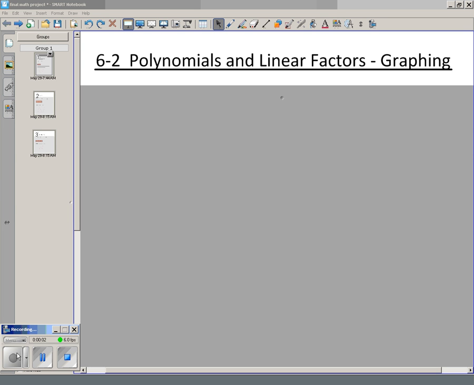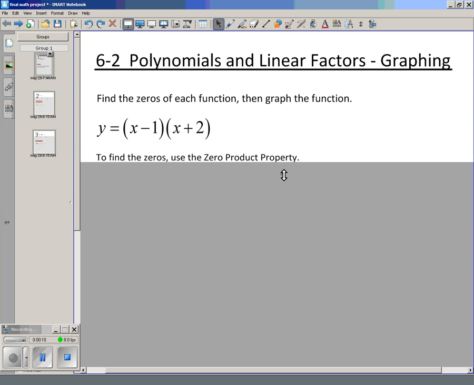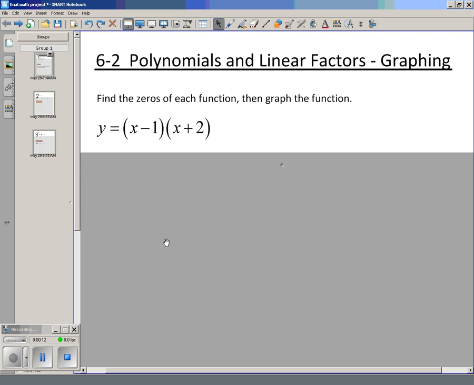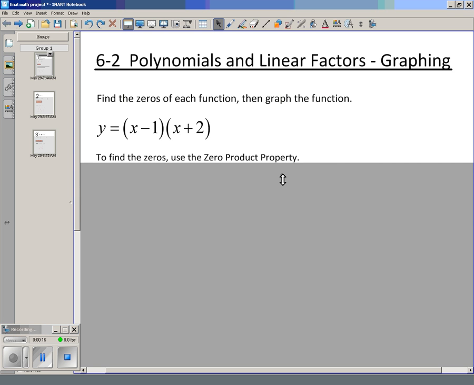In Chapter 6, you will be learning about polynomials and linear factors and how to graph the functions. For this first example, find the zeros of the function. To find the zeros, use the zero product property.